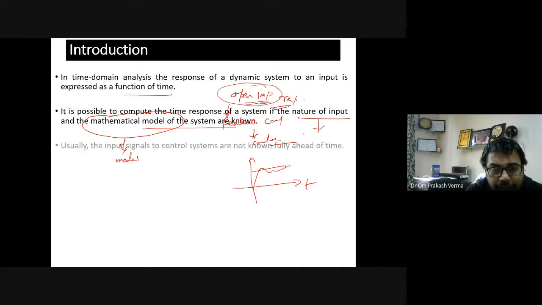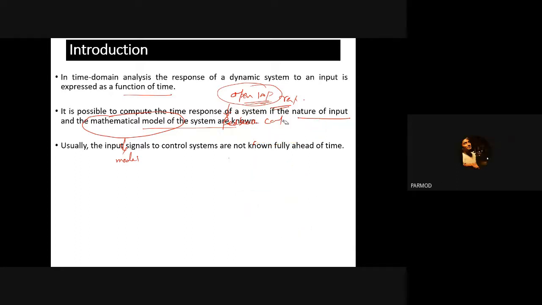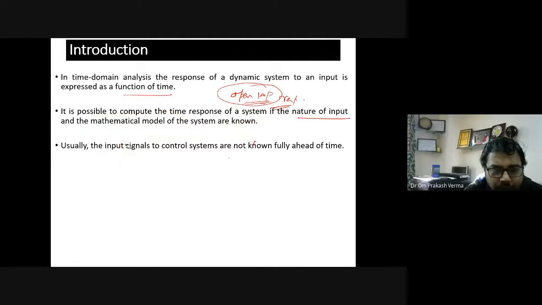What are the different natures of the input? Anyone can tell me? Anyone? Sir, impulse input, step input, ramp, parabolic. Good, very good.